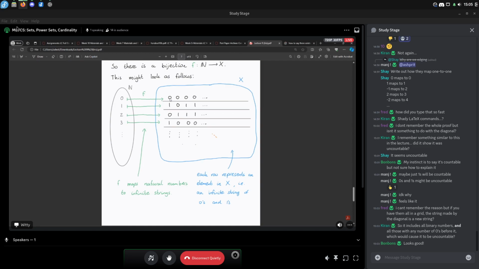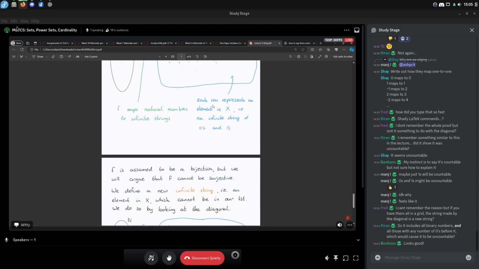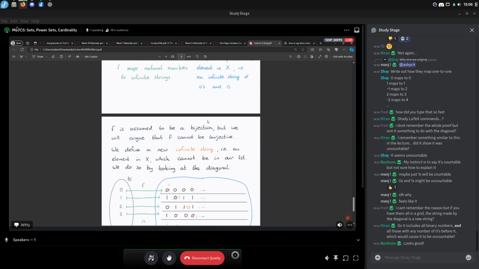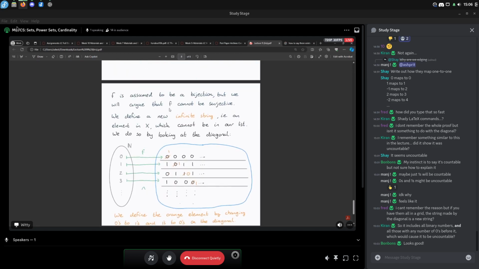Each of these is now mapping to an infinite string, and there is an infinite number. If it was just an infinite number of strings, but each string is finite, then it would be countable. But because each string is also infinite, there is another degree of infinity. So f maps natural numbers to infinite strings. Each row represents an element in x. I hope everyone understands this representation. Now let's go to the proof.